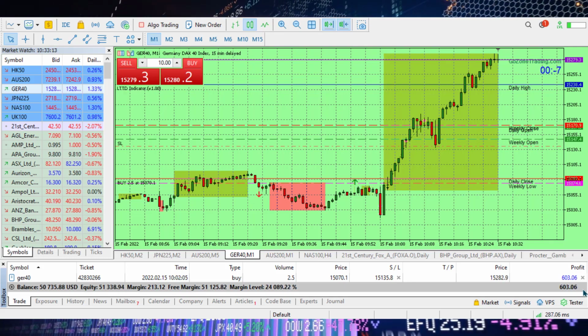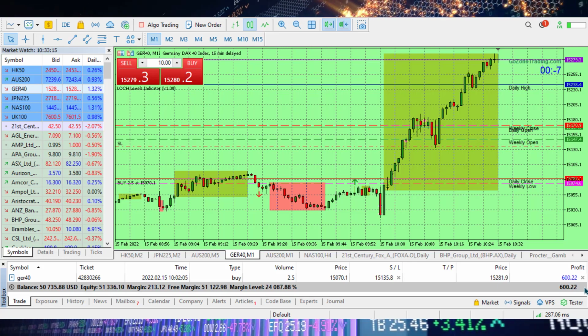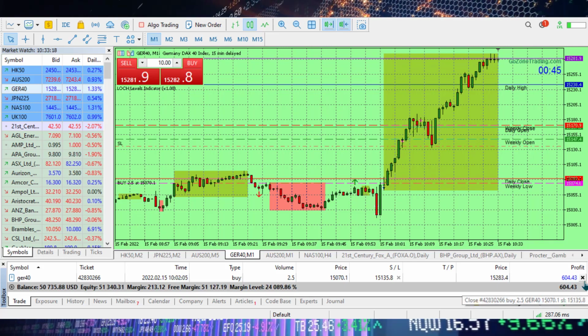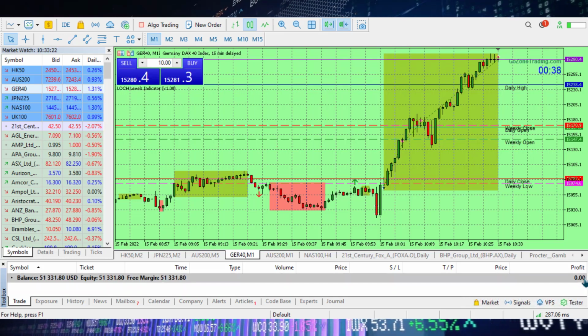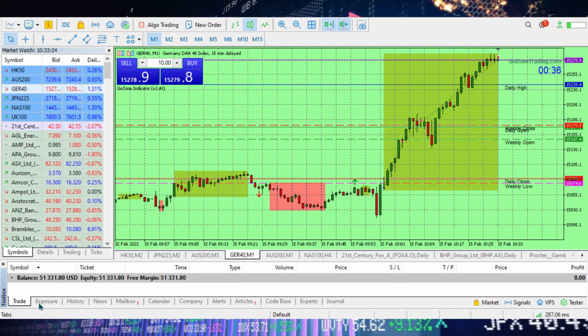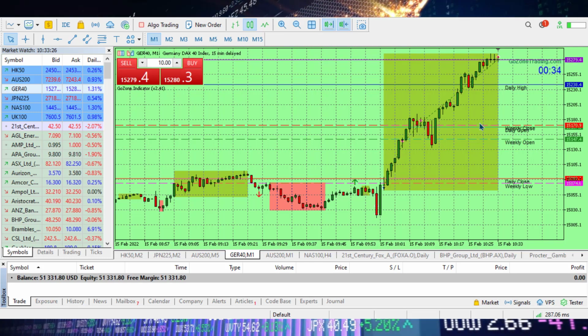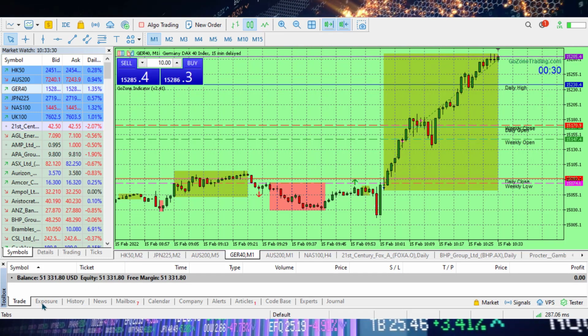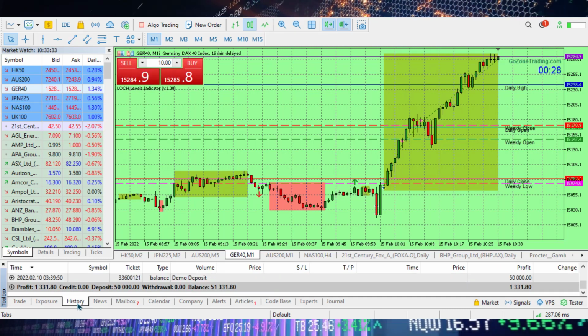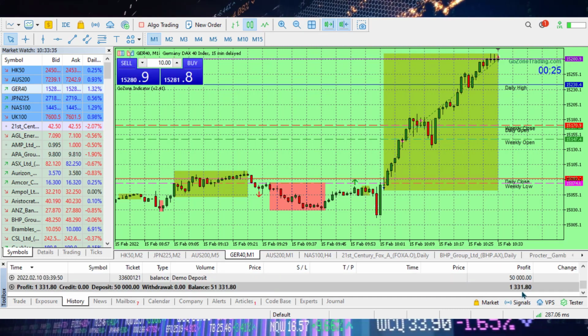Doji bar. Get back up. Yeah, 2 doji bars in a row. Yeah, time to get out. Boom. All right, let's see how this panned out. I made $1,331 in, I think it was like 28 minutes.